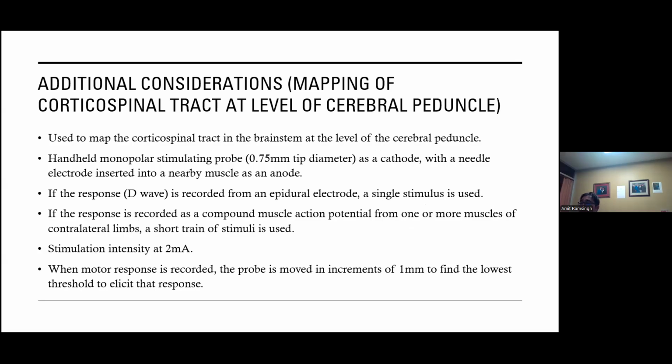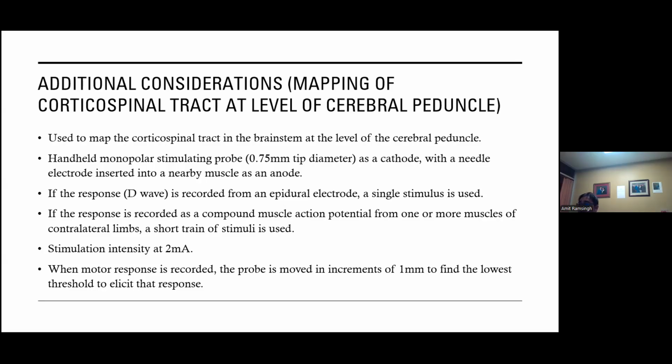Oftentimes, at the level of the brainstem, at the midbrain, we want to map the location of the corticospinal tract at the superior cerebellar peduncle. What we use is a handheld monopolar stimulating probe as a cathode and a needle inserted into a nearby muscle as the anode. If a response is reported from epidural electrode, a single stimulus is used.